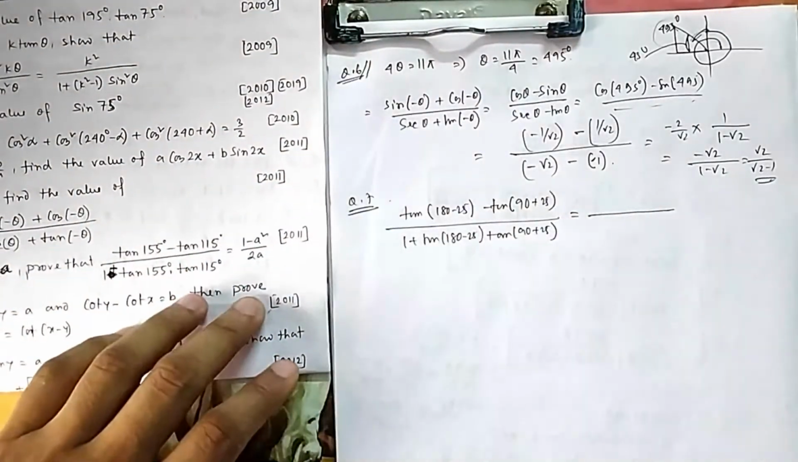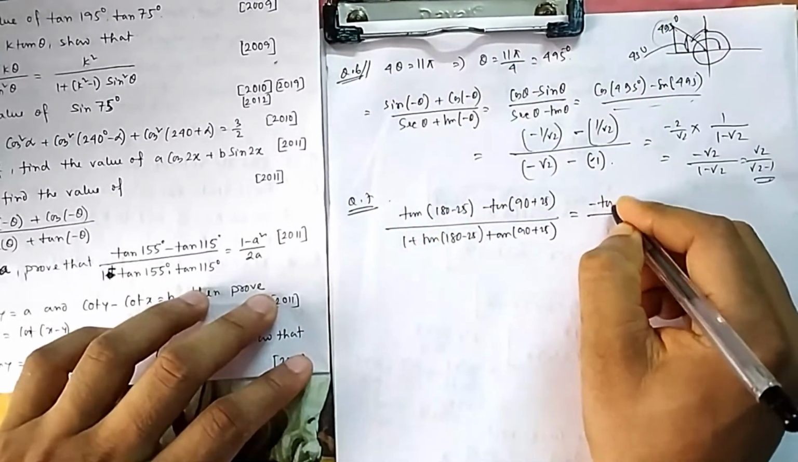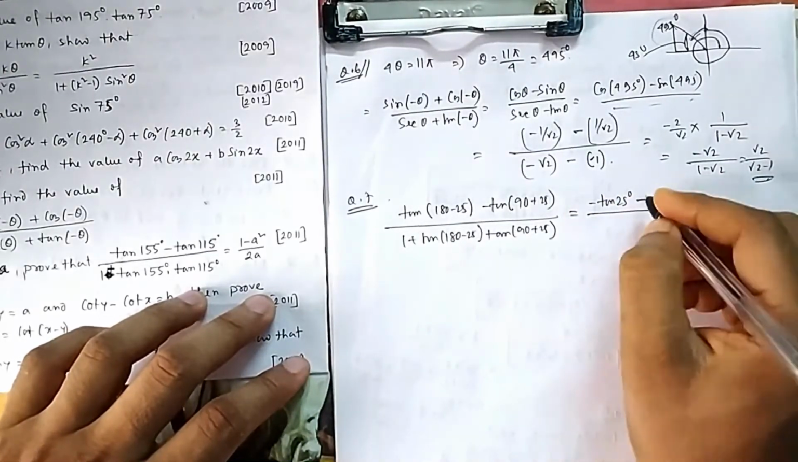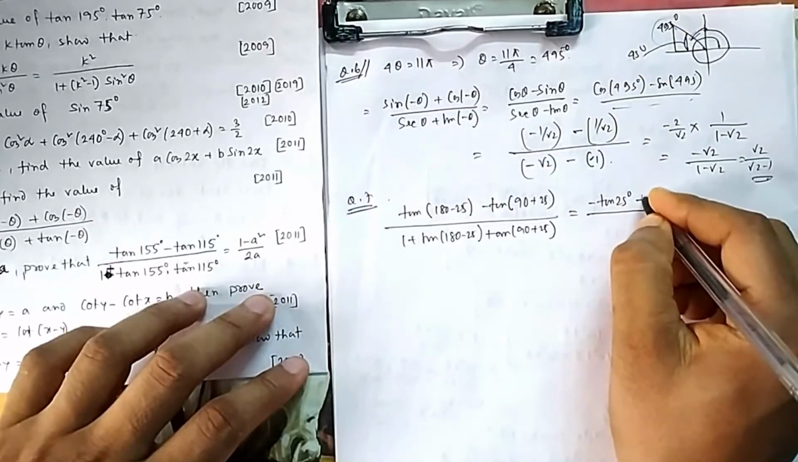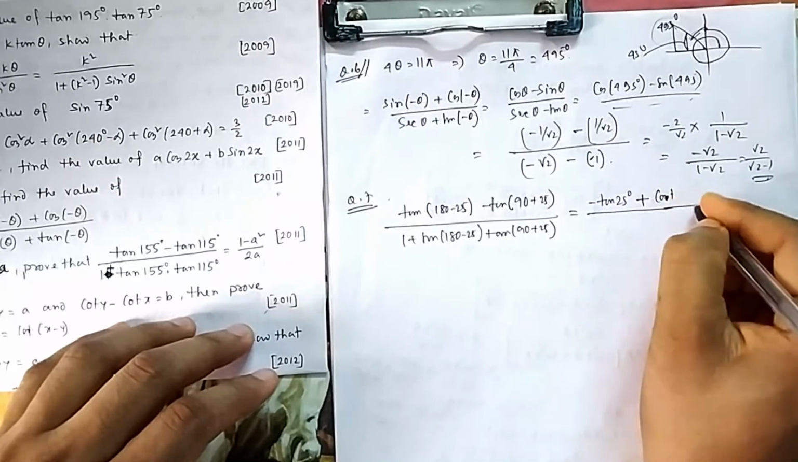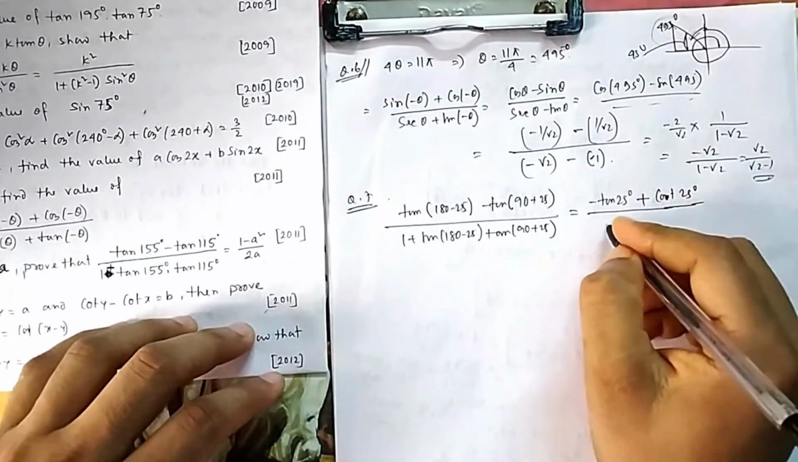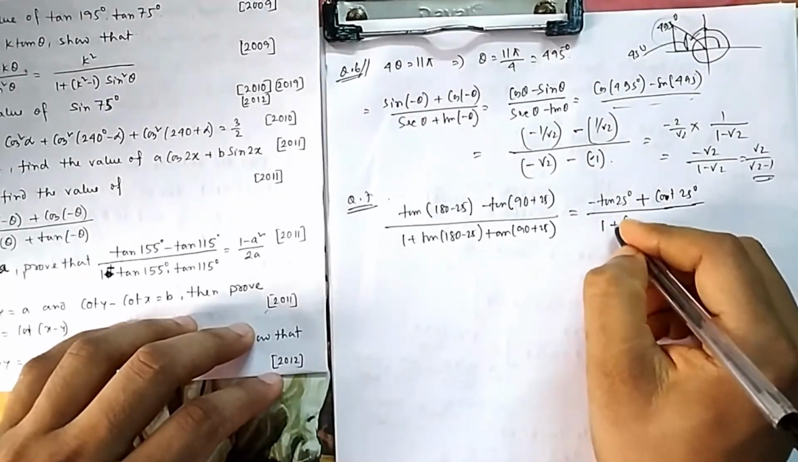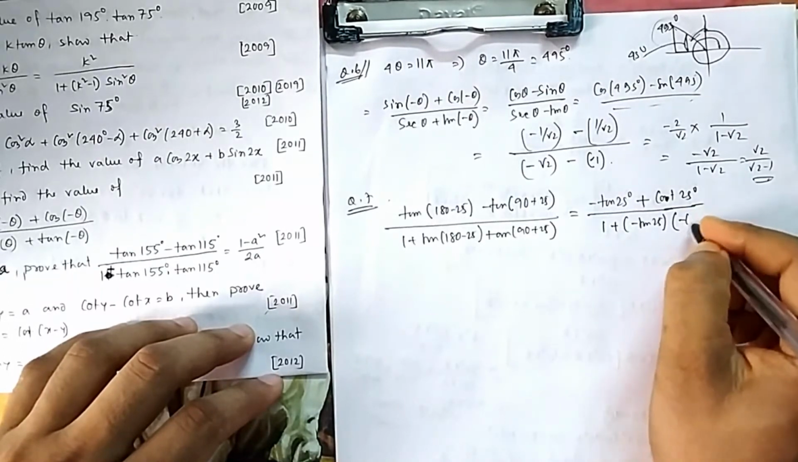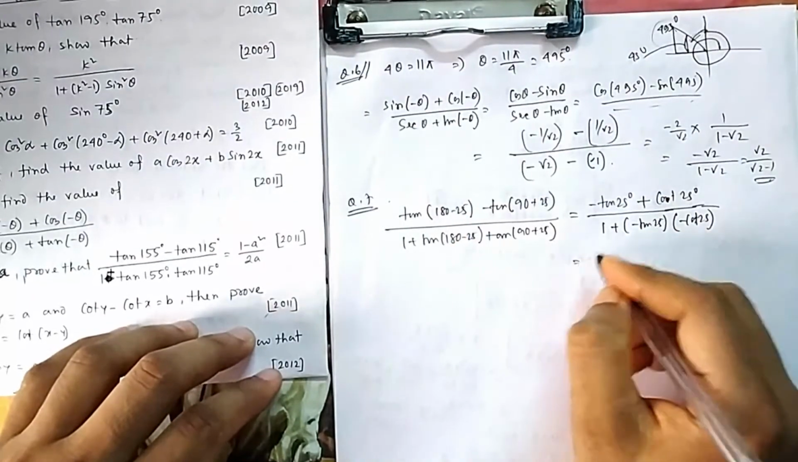Now if we apply, tan(180 minus θ) is in which quadrant? Second quadrant, no shift, but tan will be negative. So minus tan 25. Tan(90 plus θ) is in the second quadrant, so it will be again minus, but it will be cot, so minus cot 25. Same here, you can put it here: 1 plus (minus tan 25) and then minus cot 25. Now you can put it here.